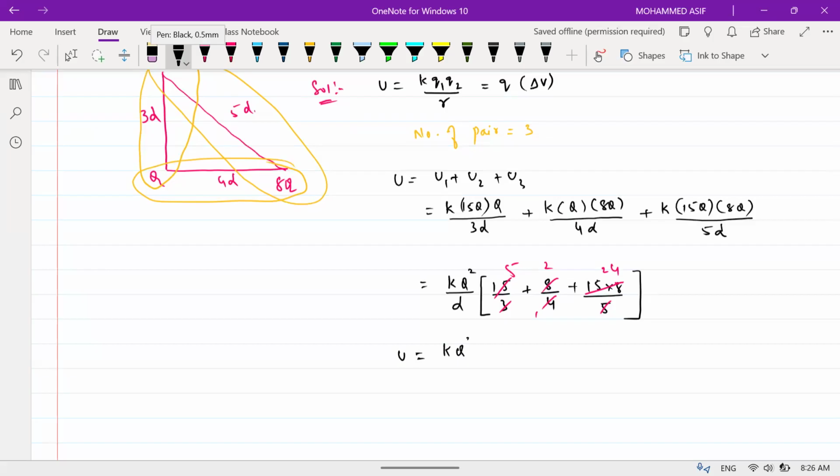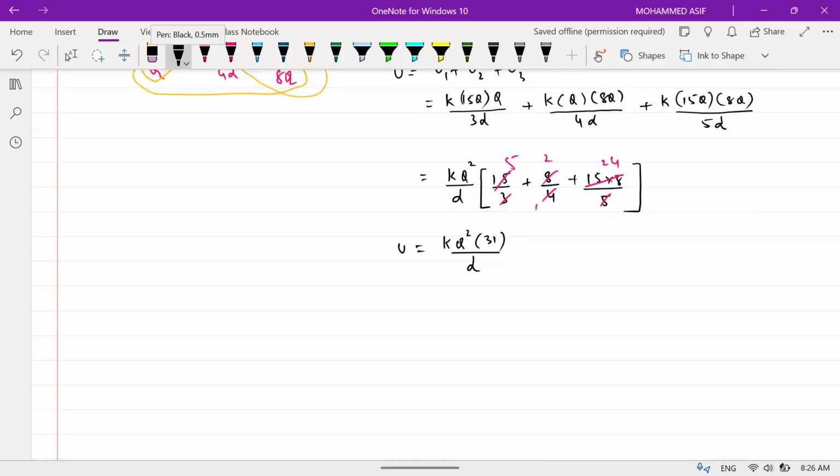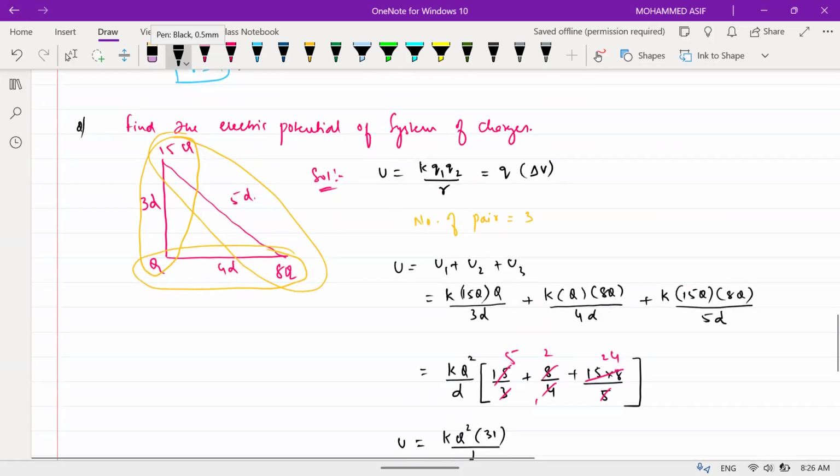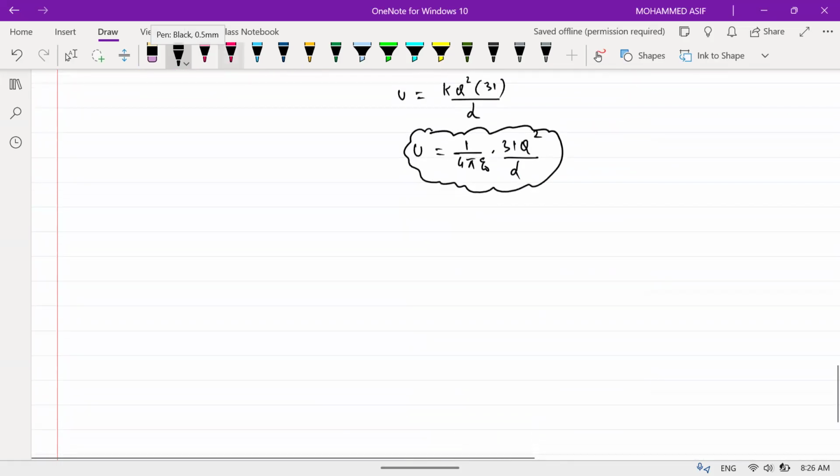K Q square, it is 31 times divided by D. Done. The value of Q is asking that is equal to 1 by 4 pi epsilon naught into 31 times Q square divided by D. This will be the answer. Am I clear? Done, beta? Sure. One more question. Good question, beta.